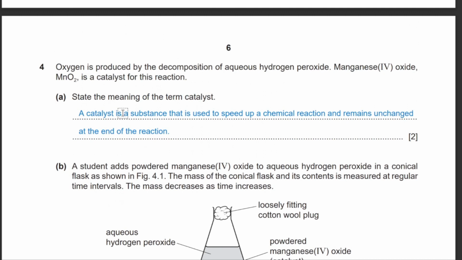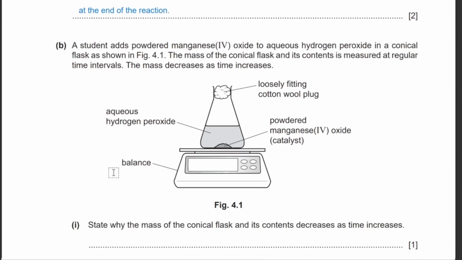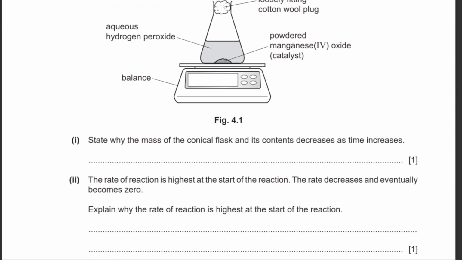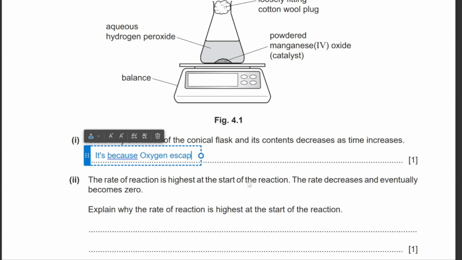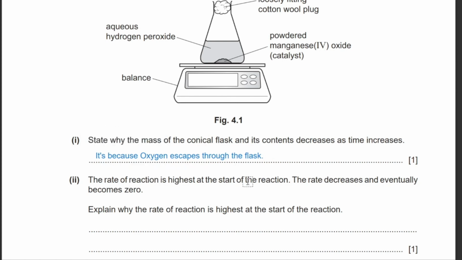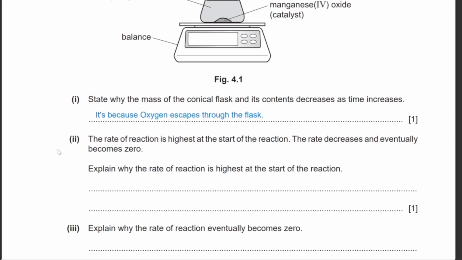Alright, oxygen is produced, right? So the answer to that would be because oxygen escapes through the flask, so the mass decreases. Alright, moving forward. B part 2. The rate of reaction is highest at the start of the reaction. The rate decreases and eventually becomes 0. Explain why the rate of reaction is highest at the start of the reaction.